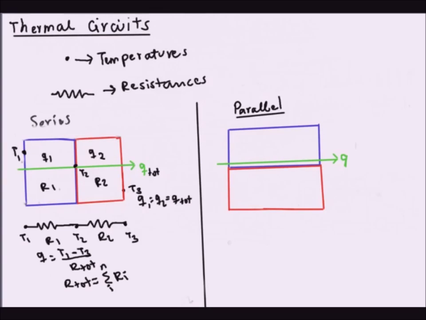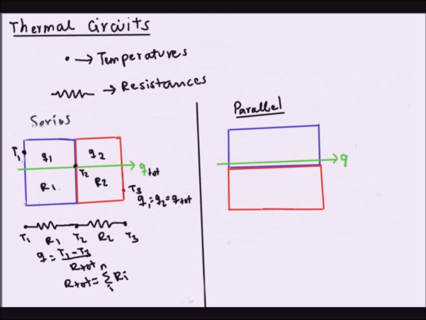However, for systems in parallel, you no longer have a constant heat rate flowing through both materials. Here, the amount of heat flowing through each material will depend on the resistance. Heat will always try to flow through the path of the least resistance. So the main difference is that instead of having Q1 equals Q2, here the heat rate flowing through each material, when you add them up, will be equal to the total heat rate.